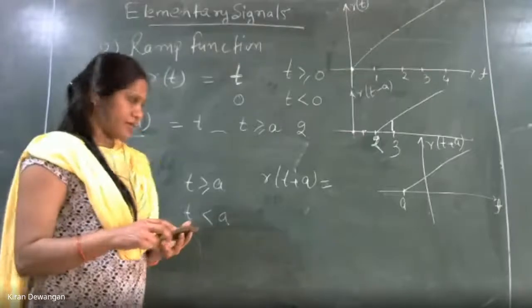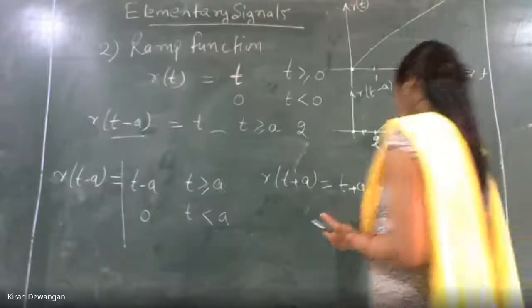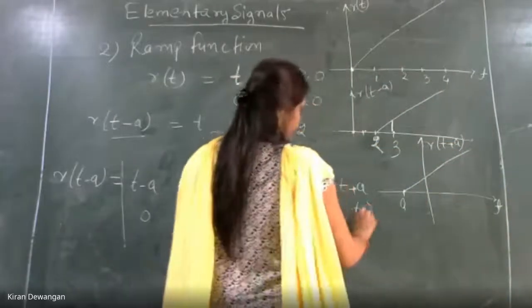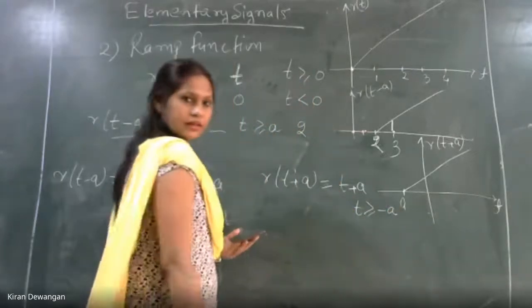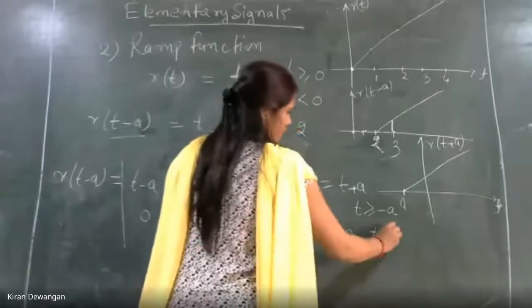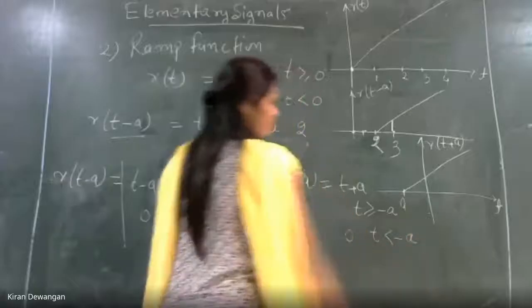T plus a for t greater than minus a. Ma'am, t greater than or equal to minus a, and 0 when t is less than minus a. Okay. T plus a for t greater than and equals to minus a, and it is 0 for t less than minus a.